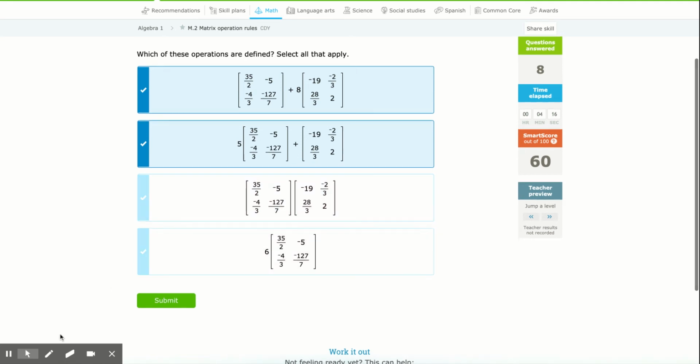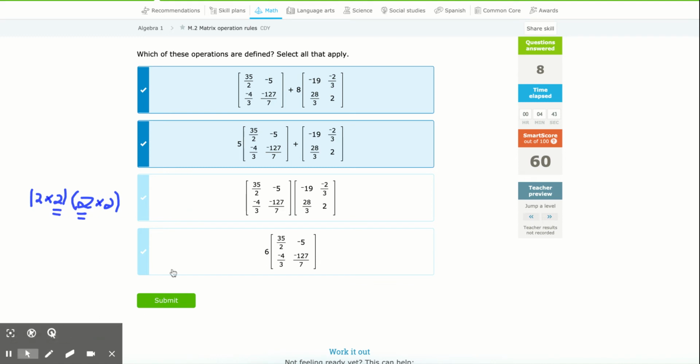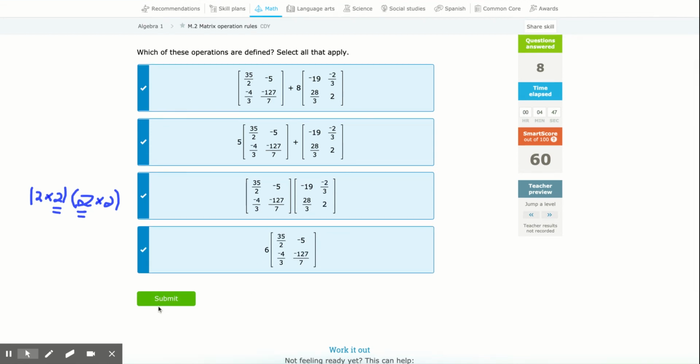Now remember, when you're multiplying matrices, what I recommend you do is think about the dimensions of the matrix. The first one's a 2 by 2, and we're multiplying by a 2 by 2. And in order to multiply matrices, the number of columns in the first one must match the number of rows in the second one, or those two middle numbers must match, and they do. So that's absolutely defined. And absolutely, we can always multiply a matrix by a scalar.